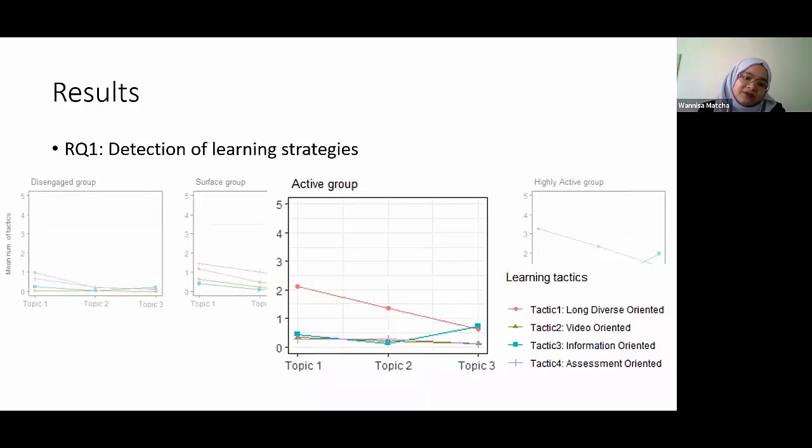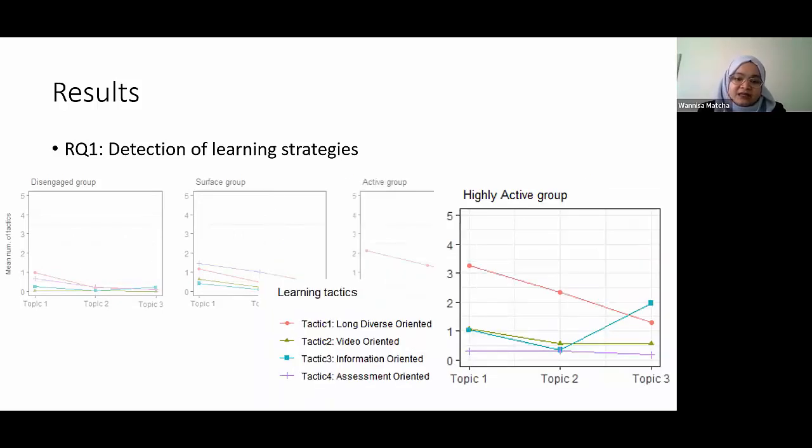In the third group, the level of engagement is increasing, and students in this group focus on using long diverse when interacting with topics 1 and 2, but when they are interacting with topic 3, they also employ the information-oriented tactic. Similarly, in the fourth group, the highly active group, the level of engagement is increasing as compared to the first 3 strategy groups. Students highly focus on using the long diverse tactic, but they also use the information-oriented as well as the video-oriented tactic. But when interacting with topic 3, they highly use the information-oriented tactic.